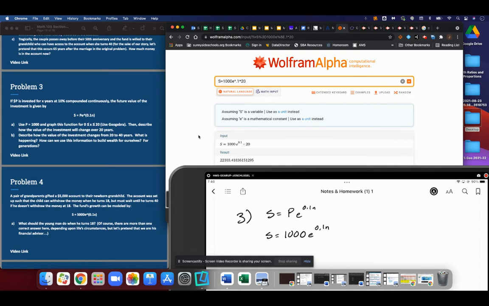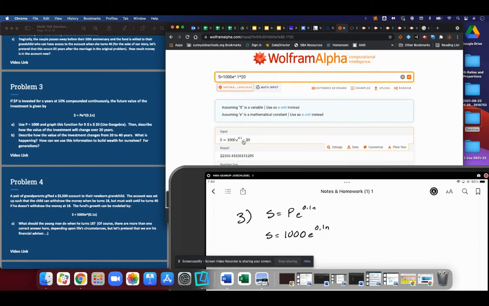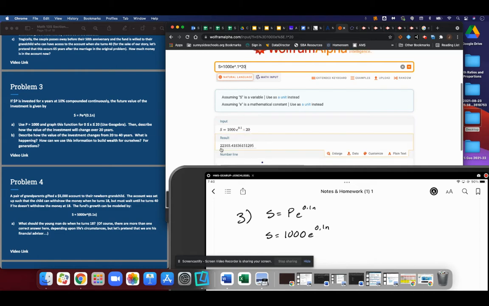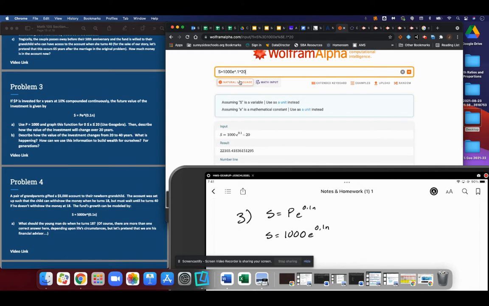Now I can use Wolfram to find that value exactly, and I've already put the information into Wolfram, and one thing I want to draw attention to is I did it wrong. So you'll see here that this 0.1 is not being multiplied by 20 in the exponent place. The 20 got brought down here. And so that's why I'm getting a totally different answer. Instead of 7,000 and something, I'm getting 22,000 and something.